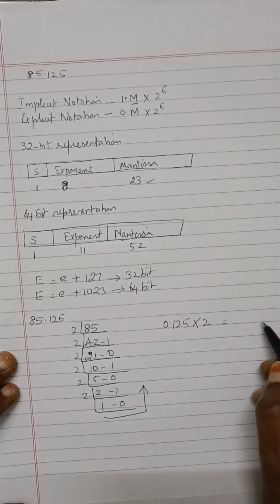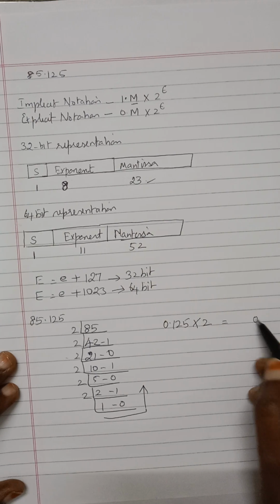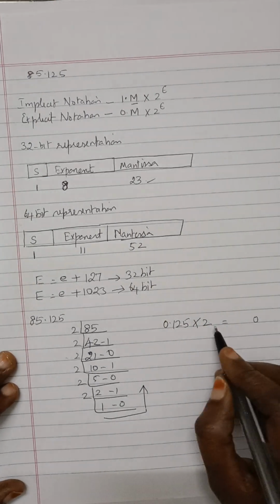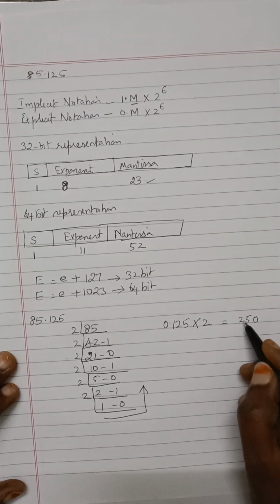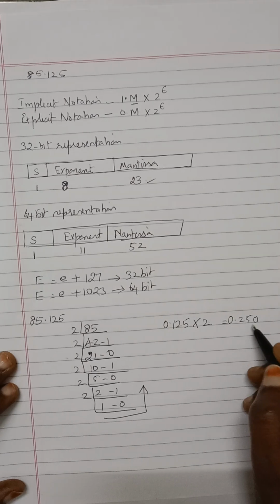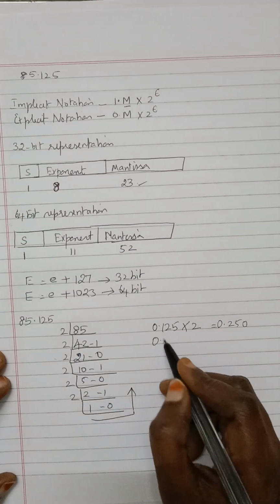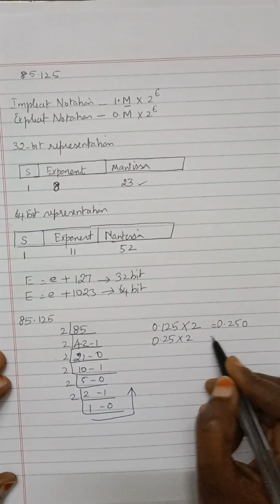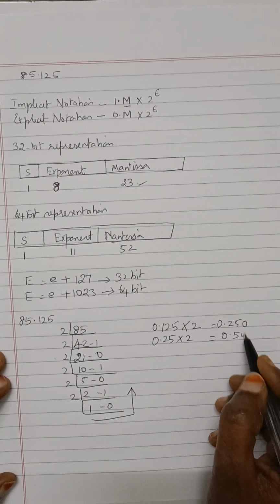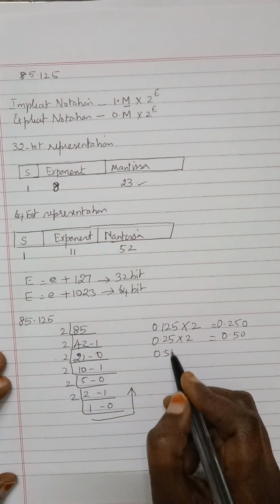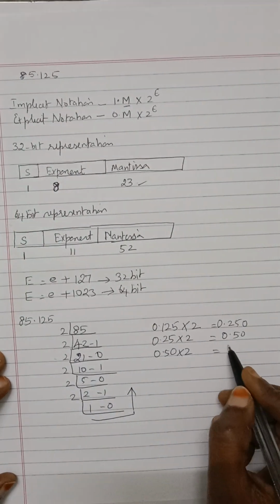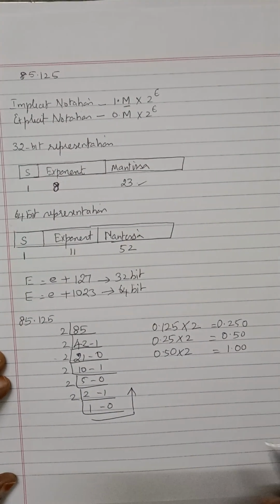Now we multiply it by 2, we will add the value. See, 2 5s are 10, 2 2s are 4, 1 5, 2 1s are 2. So write 0 here. And then next what value will we take? We will take only the decimal part. So 0.25 into 2 is 0.50. Now 0.50 into 2 is equal to 1.00.